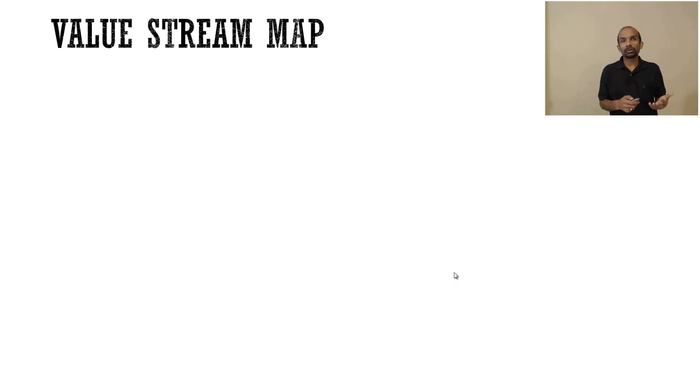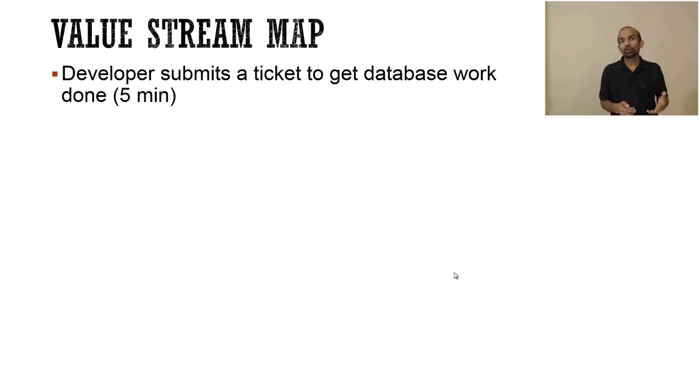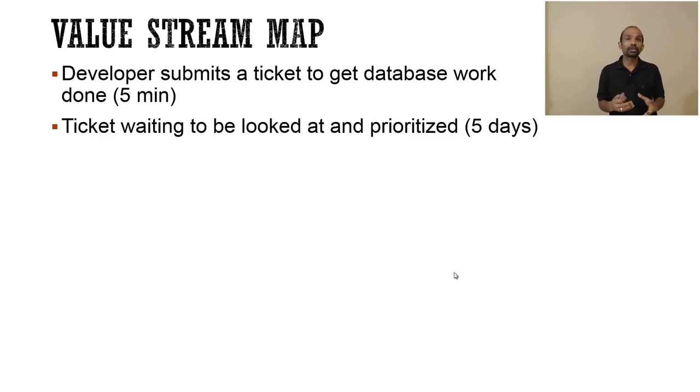So let's assume we went to the place where the work was happening and we were following the activities that are happening on the ground. So here is what, let's say, we found out. The developer submits a ticket to get a database work done, and they'll specify what they want to get done. Then the ticket was waiting to be looked at and prioritized, and that averages about 5 days.